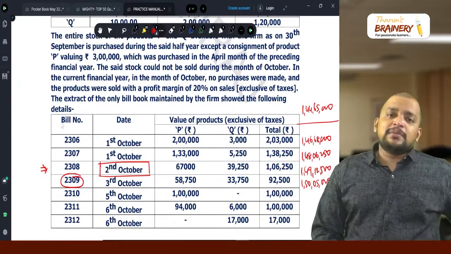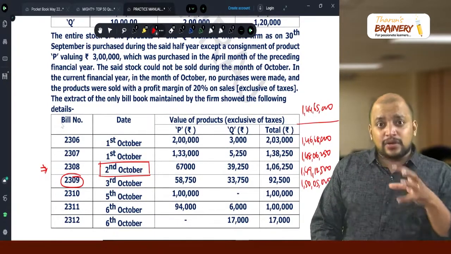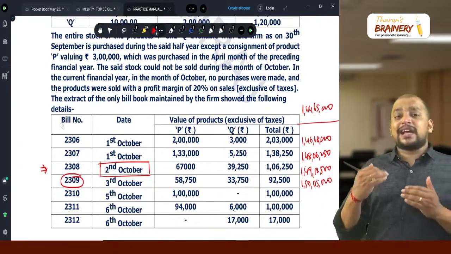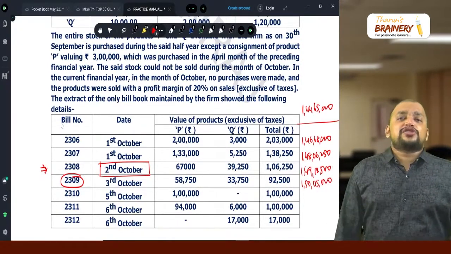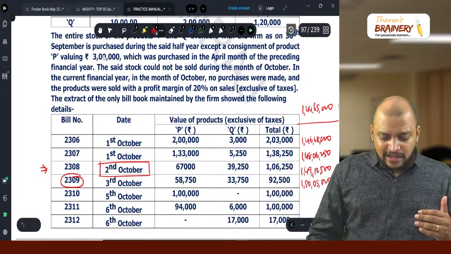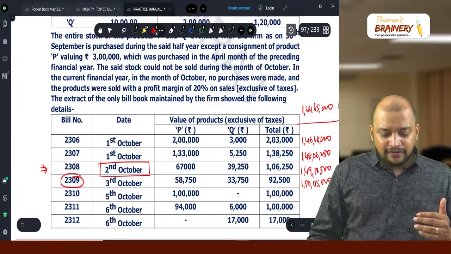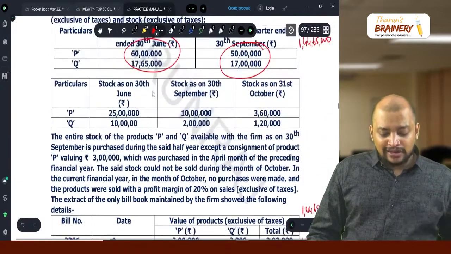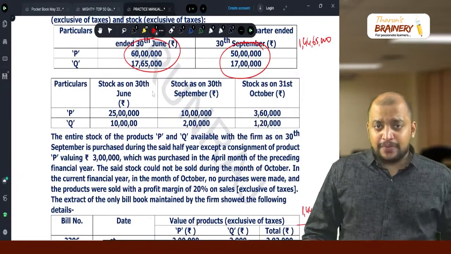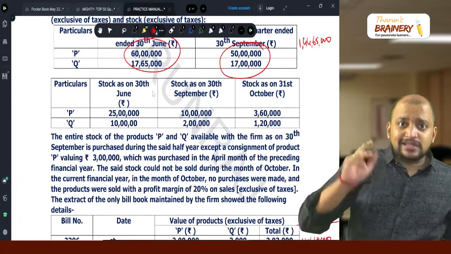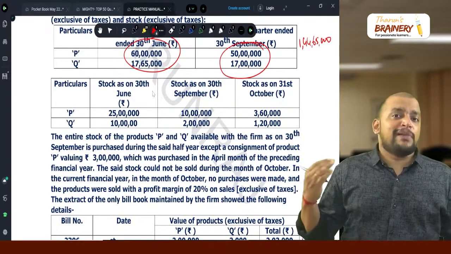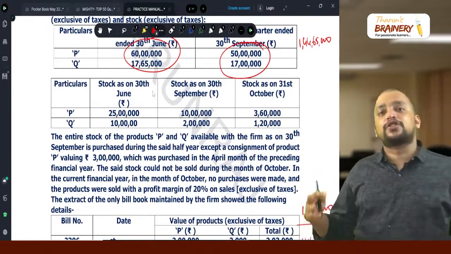And remember, while calculating aggregate turnover, we need to include even exempted supply also. Now, we need to take the closing stock as on 2nd October. What is the information here? We have the information of the stock as on 30th September. So opening stock plus purchases minus cost of goods sold equals closing stock.